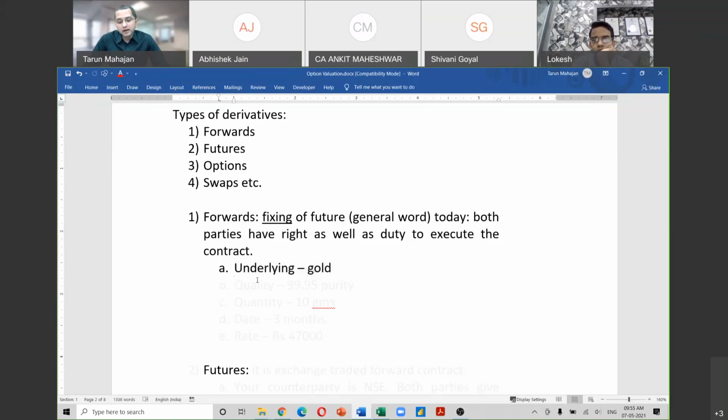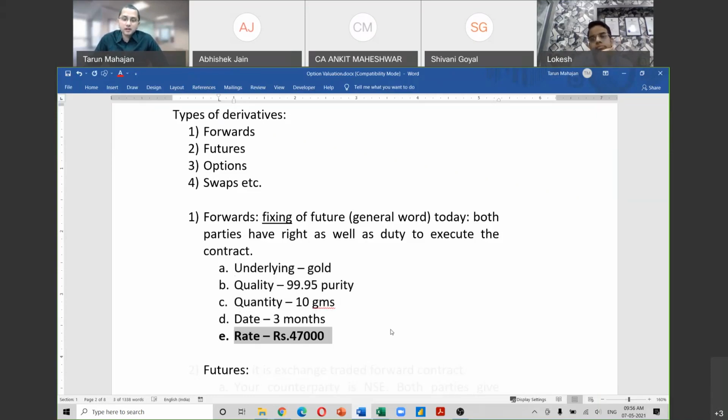Then what do you fix in a forward contract? You fix the quality. Like in case of gold, we need to decide, is it 22 karat gold or 24 karat gold? Here the purity is 99.95. Suppose it may be 99.99 also. See, the quality is decided only for commodities. If it is a currency or an equity, then you don't decide quality. Let's enter into a dollar purchase contract. What quality of dollar will you give me? There is only one quality of dollar. You don't have different qualities of dollars available in the market. Then you fix quantity. Like in our example, it was 10 grams. Then you fix the maturity date. In our example, it was 3 months. Then the most important thing you fix is the rate. Whatever is the rate in the market, we will deal at 47,000 rupees. So what is forward? Nothing but fixing of underlying, quality, quantity, date, and rate.